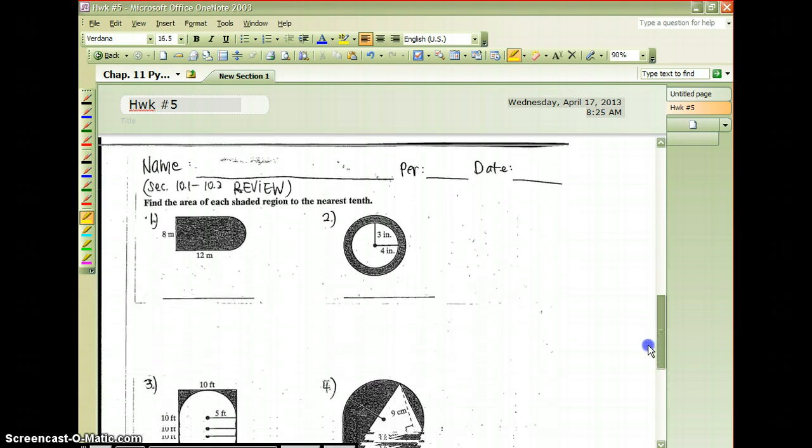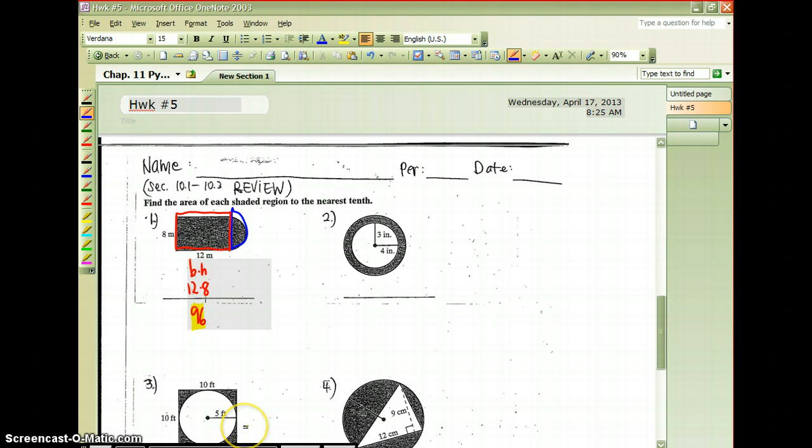At the bottom here, we have number 1. We did that in class. I'm going to explain it again. We have a rectangle and a half circle. The rectangle area is found by applying base times height. So my base is 12, my height is 8. When I multiply, I get 96. So the area of just the rectangular portion is 96.